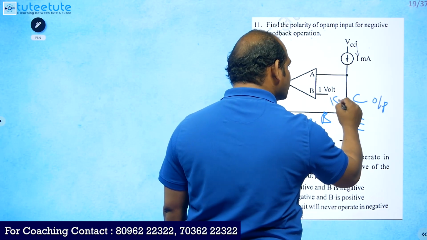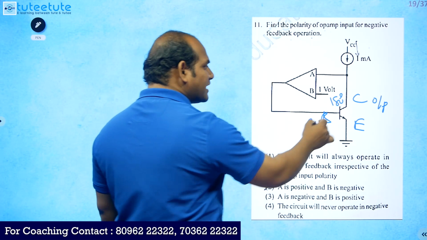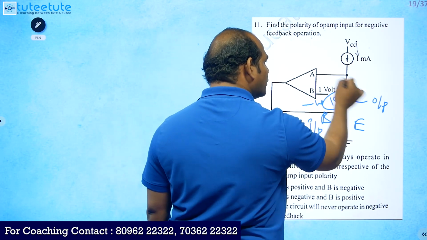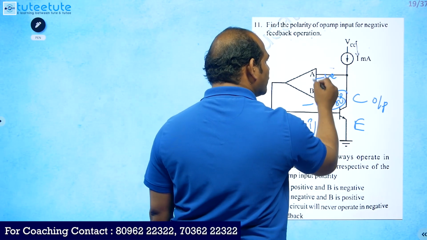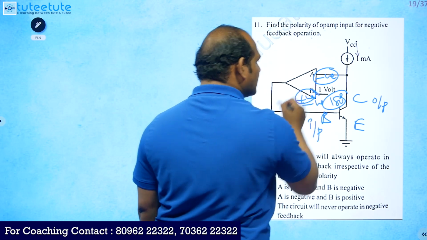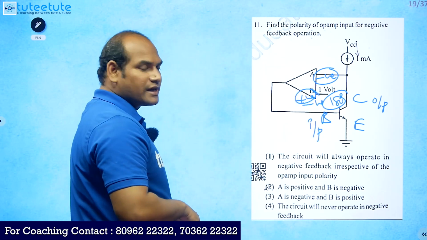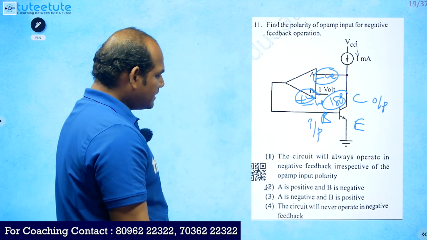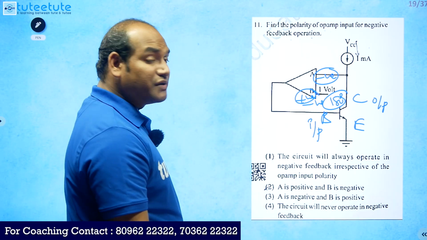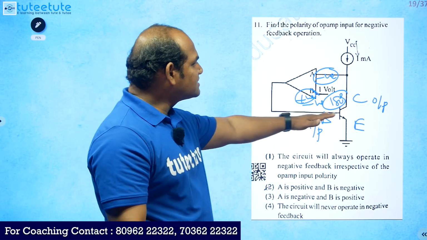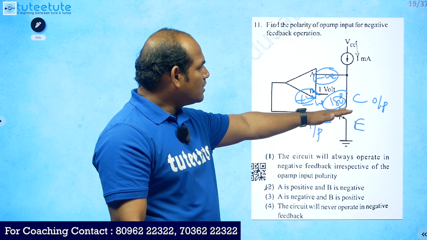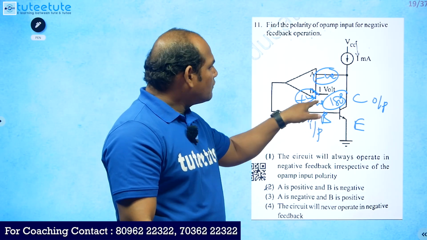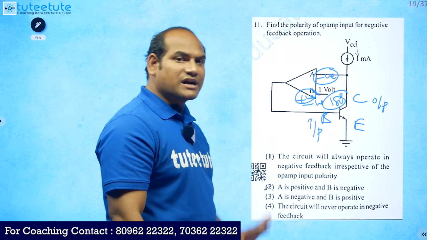In between these two, it is providing 180 degrees. That means already negative is there here, and this negative is connected to A. That means A is negative, and B is positive. That is the thing we need here. So A is negative and B is positive. Already 180 degrees is provided by this one, and that 180 degrees we are representing here.